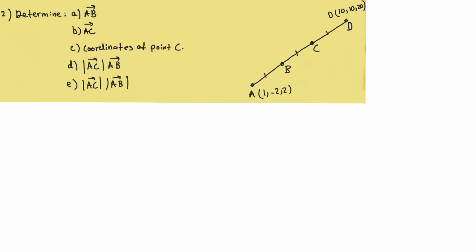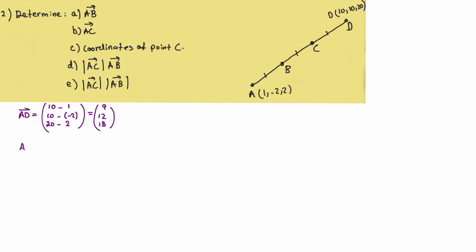Let's use that idea. So let's write here, we have vector AD, which equals, I'm going to take all the x, y, z components of point D, so 10, 10, and 20, and subtract them by all the x, y, and z components of A. So that's 1, -2, and 2. Once I have this, 10 minus 1 is 9. 10 minus -2, that's 10 plus 2, so that's 12. And 20 minus 2 is 18.